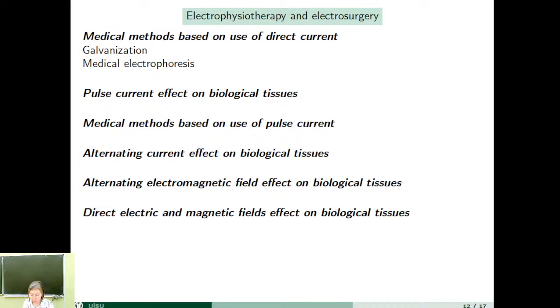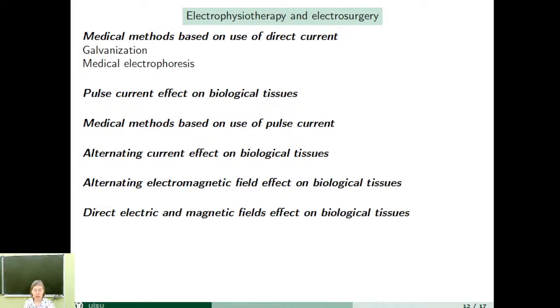Alternating current, like pulse current, causes irritation in excitable tissues only when current is greater than or equal to the threshold current. Threshold current grows as alternating current frequency grows. Medical methods based on use of alternating current.